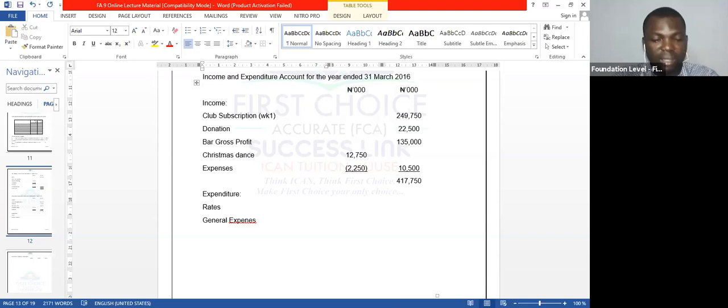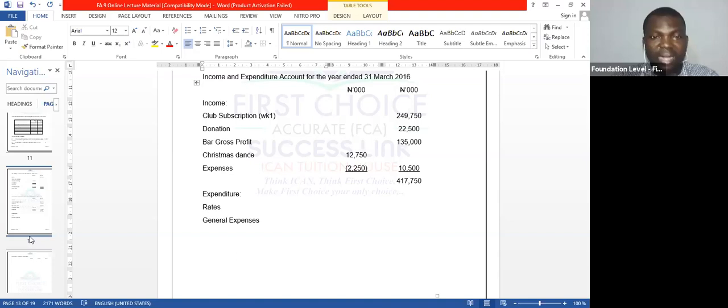So rates. On the rates aspect, we have information. We have the opening balance for rates owing, and we have the closing balance. But the 10,500 they showed us is the actual payment that we have made for the year. So it means that we need to open an account for what is actually due for that year.